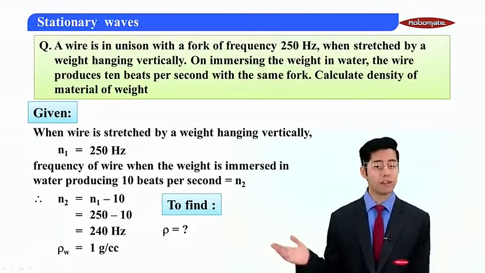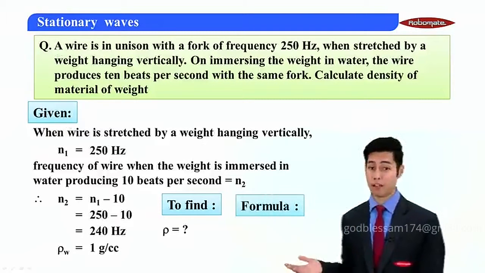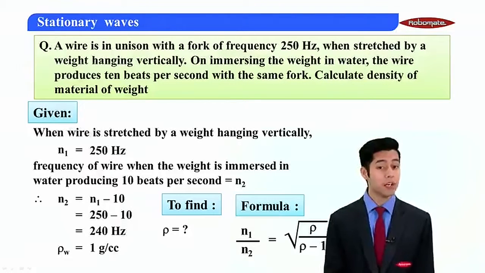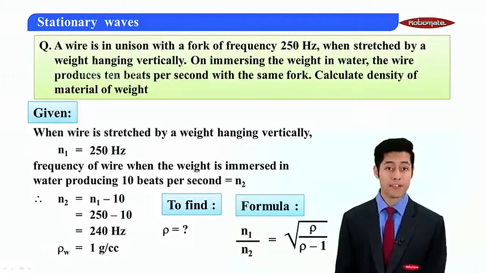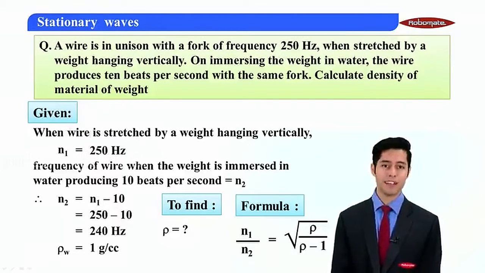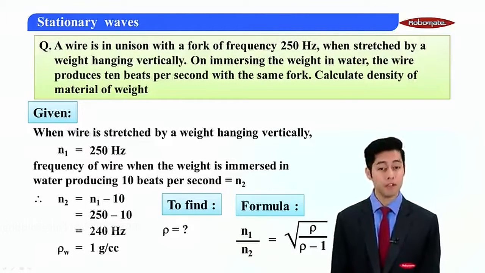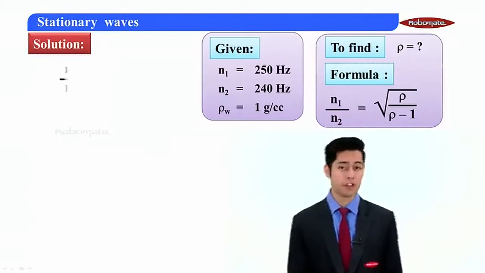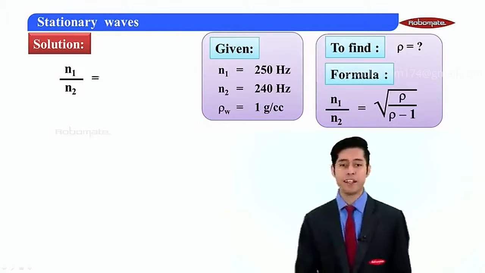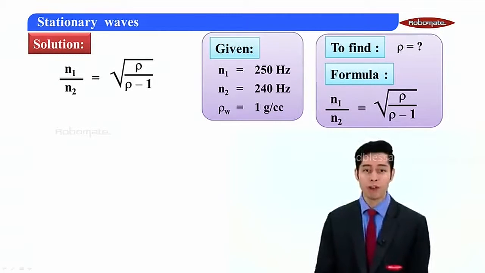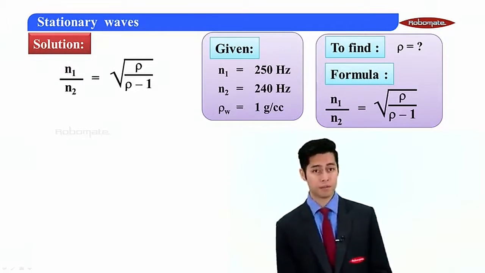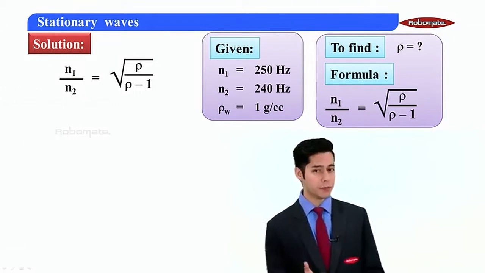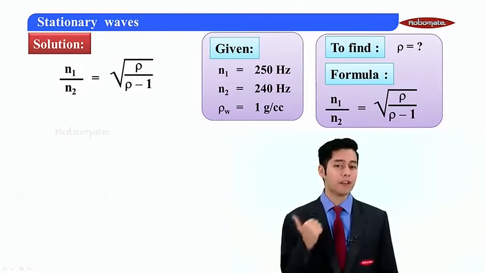To find out the density of the material, we have a general formula with us. The formula states N1 by N2 is equal to square root of rho divided by rho minus 1. Now with the help of this formula, we'll be solving the problem. Now students, I know that N1 by N2 is equal to under root of rho divided by rho minus 1. Yes, indeed, I have the value of N1, I have the value of N2. Can I now substitute those values over here?